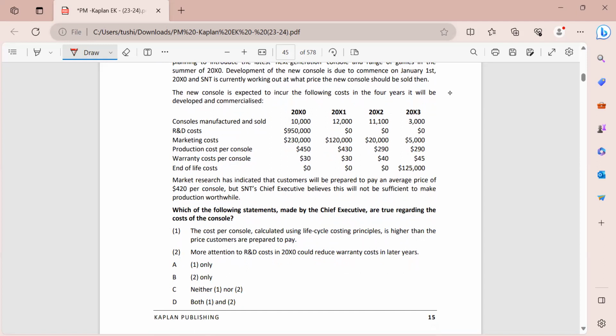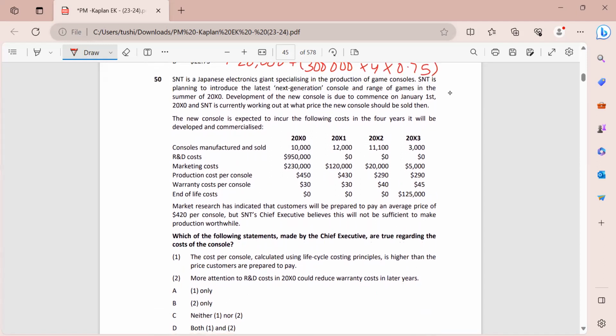The cost per console calculated using the life cycle costing principles is higher than the price customers are prepared to pay. So first of all, let's find out the life cycle cost in total. So we have the R&D cost, which is 950,000. I am calculating the total costs at one place. Right. So the total costs will be, first cost is the R&D, which is 950,000.